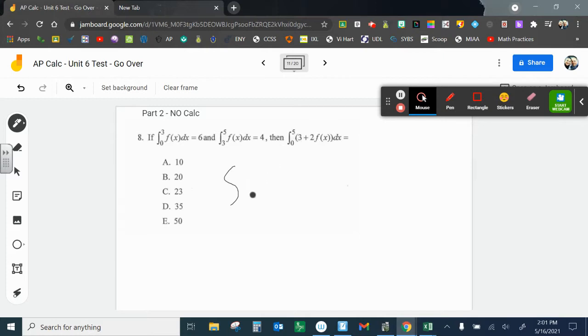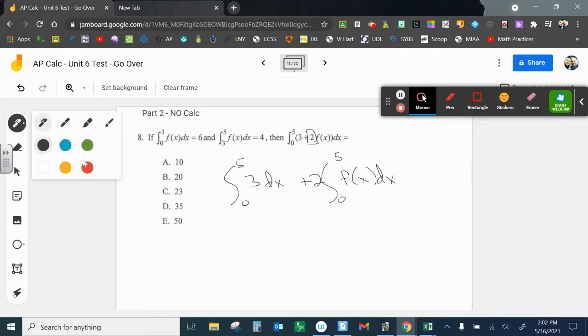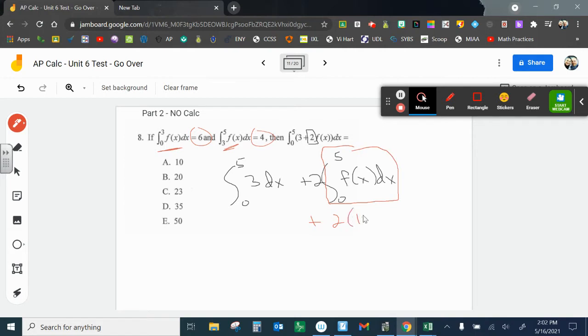I'm going to rewrite this. So from 0 to 5 of 3 dx plus the integral of 0 to 5, and I'm going to factor out this 2, of f of x dx. And I know from 0 to 3 is 6, and from 3 to 5 is 4. So I know from 0 to 5 must be those two put together. So that's 6 plus 4 is 10.